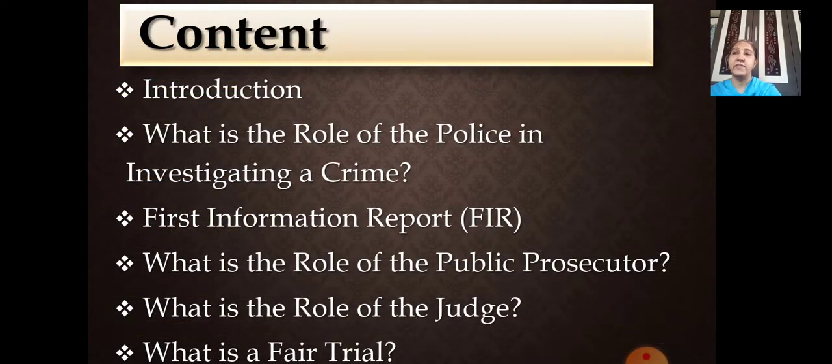Before starting with the chapter, let's go through its content. First you are going to see the introduction of this chapter. Then you are going to learn about the role of the police in investigating a crime. Then you will be learning about the FIR, that is First Information Report. Then, what is the role of the public prosecutor? What is the role of the judge? And what is a fair trial? So these are all the topics that we are going to cover in this chapter.